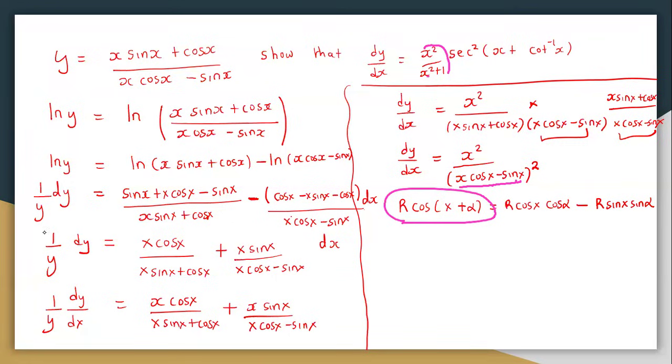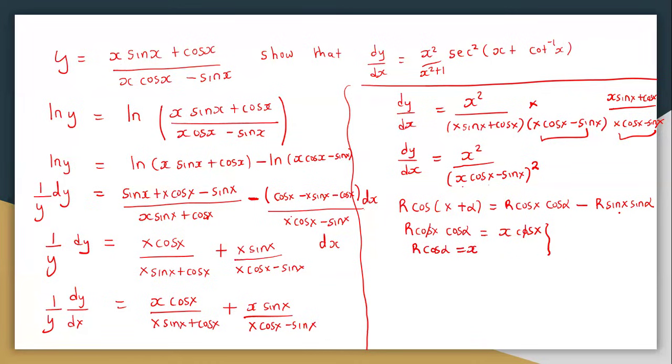We shall say that our r cos of x cos of alpha is equal to x cos of x. Now the cos and the cos can cancel. So you get your r cos of alpha is equal to x. Similarly, you equate this. So you say negative r sine of x sine of alpha is equal to negative sine x. So that means you get r sine of alpha equals 1.